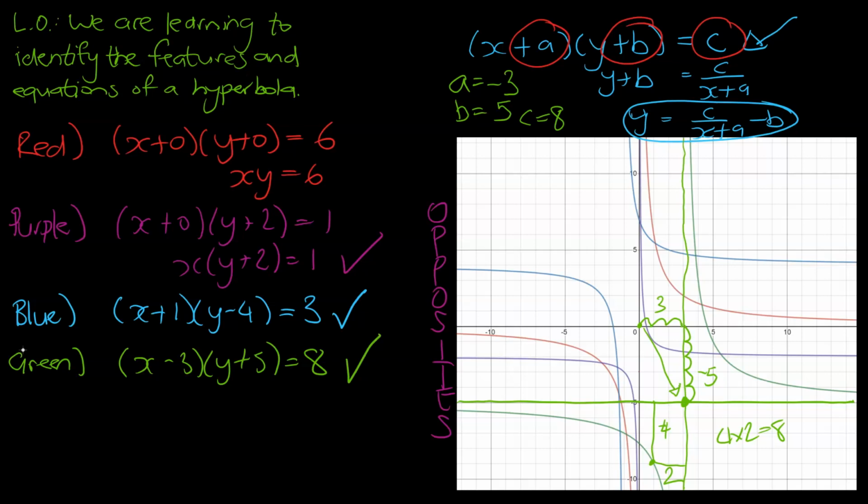So hopefully you found this video useful. Just looking to recap, make sure you find out your asymptotes first. Make sure you look where the asymptotes intercept, and that will give you all of the information you need to find the equation of a hyperbola using this new multiplication type formula.